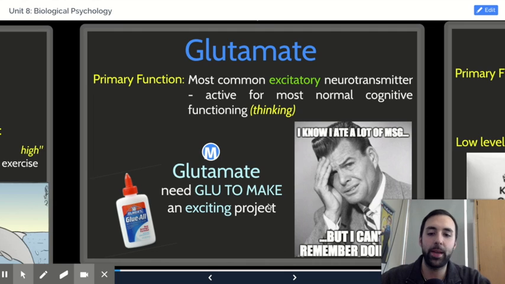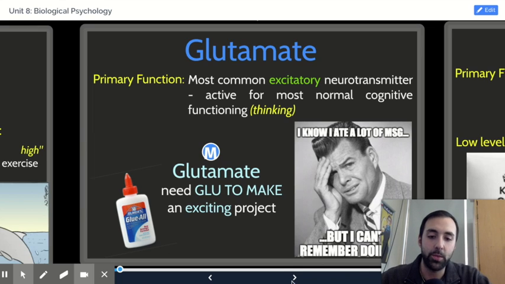When I look at the name glutamate, it almost sounds like the phrase glue to make. And I always think if you're making an exciting project, one, you'd have a lot of glutamate active in your synapses because you have to plan out the project. But two, hopefully it's really exciting. That way you can connect the word exciting to excitatory.